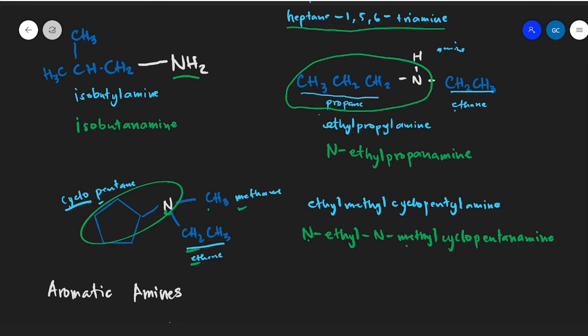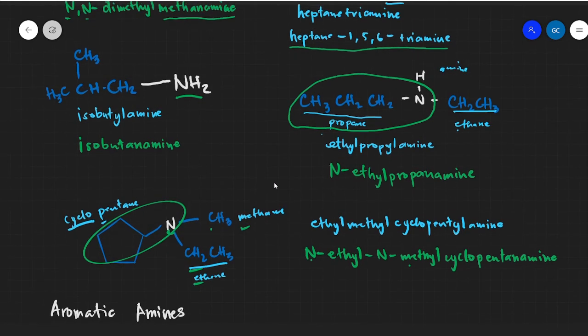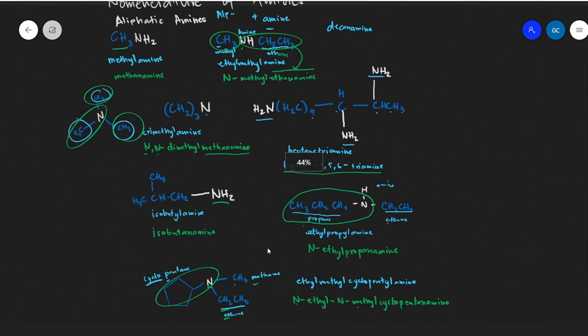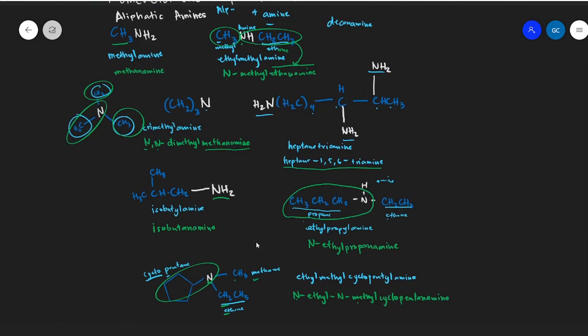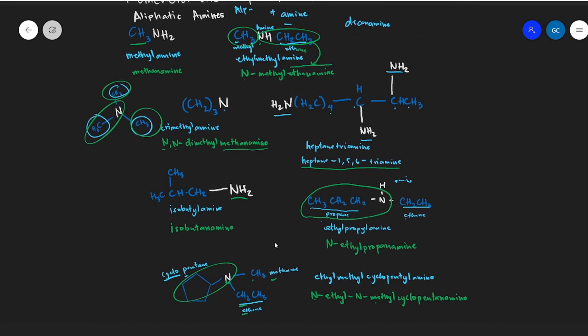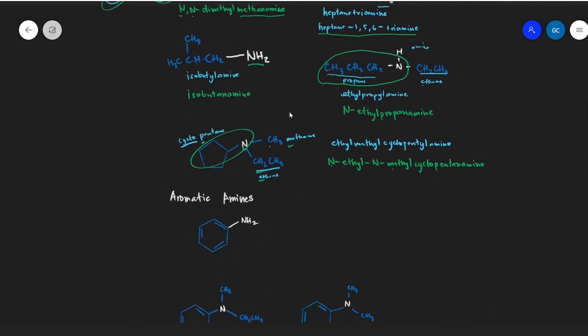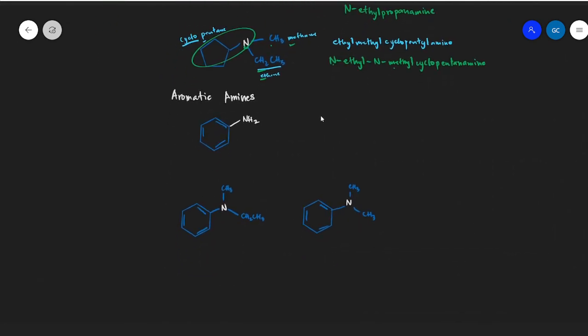So, that concludes our nomenclature of aliphatic amines. Let me just give you a zoom out view. We have here our primary amines, the methylamine, the isobutanamine, those. Then we have here our secondary and tertiary amines. Okay? So, the next part is the nomenclature of our aromatic amines.